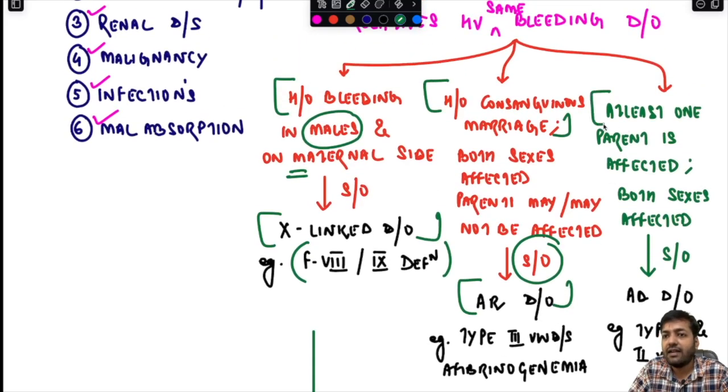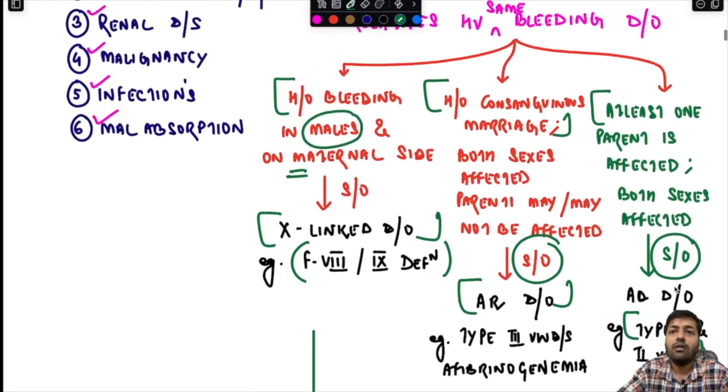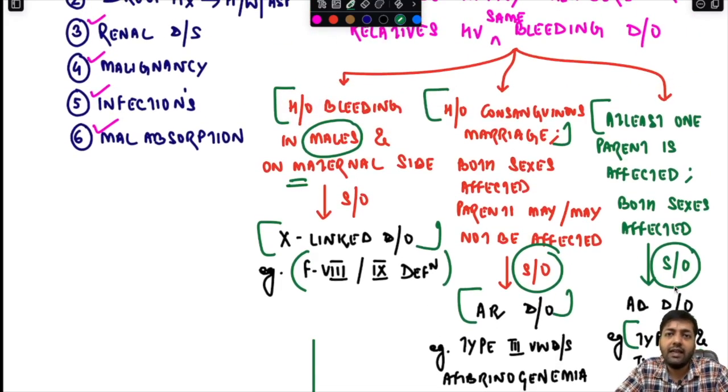Or if you see that at least one of the parents is affected, okay, or both sexes are affected, it is suggestive of an autosomal dominant disorder like type 1 and type 2 von Willebrand disease. Okay. Now from the clinical examination and the patient history, you get a fair idea of what is happening or what is not happening.